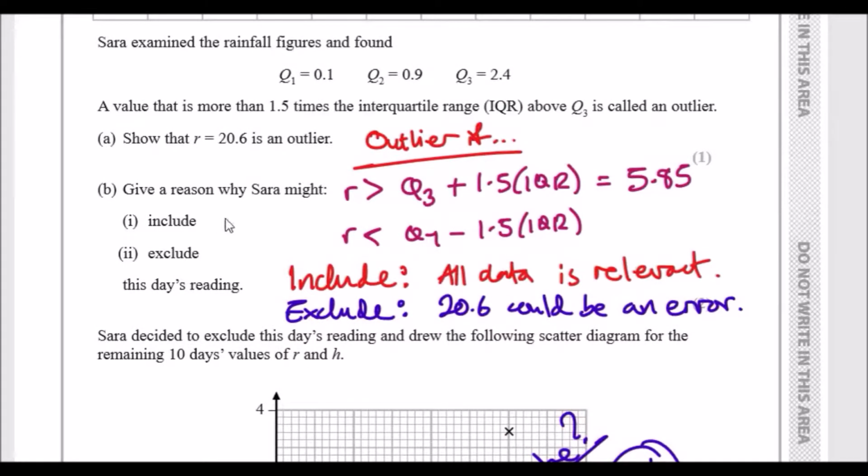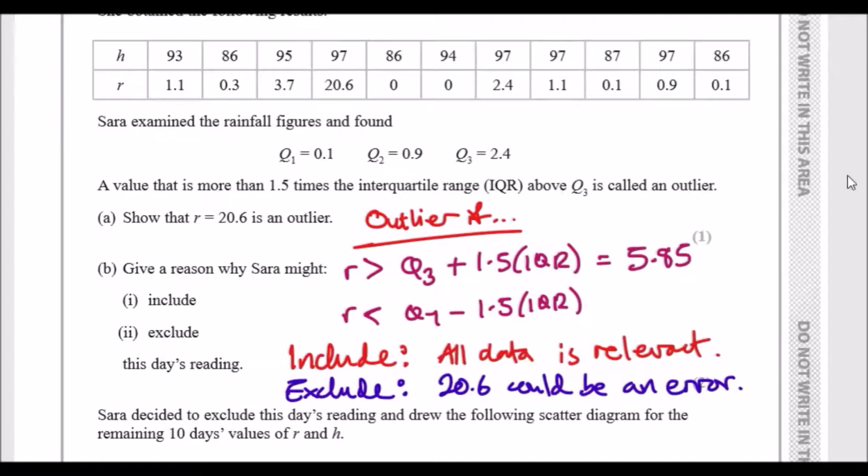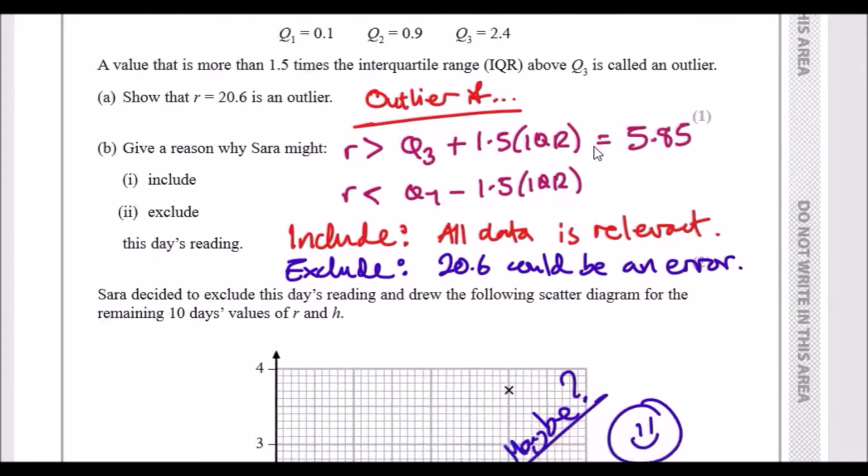Now B, give a reason why Sarah might exclude this day's reading. So we're talking about 20.6. From what I gathered, if you're going to record a data set, usually you keep the values. In many cases, if you choose to include it, you keep it because the data could be relevant and it helps build a complete picture, even though it could be an outlier. However, to exclude it, which is quite simple, the value itself could just be a mistake or an error. That's really it. It could have been a typo. It could really have been 2.6, or 2.4, but we don't assume that. That's really it.